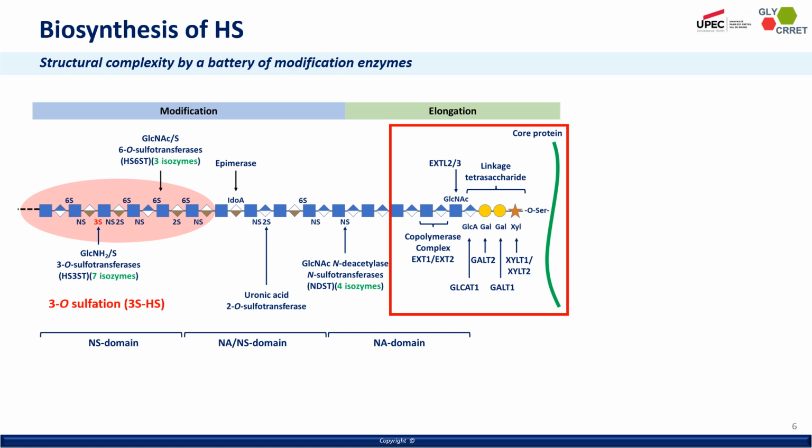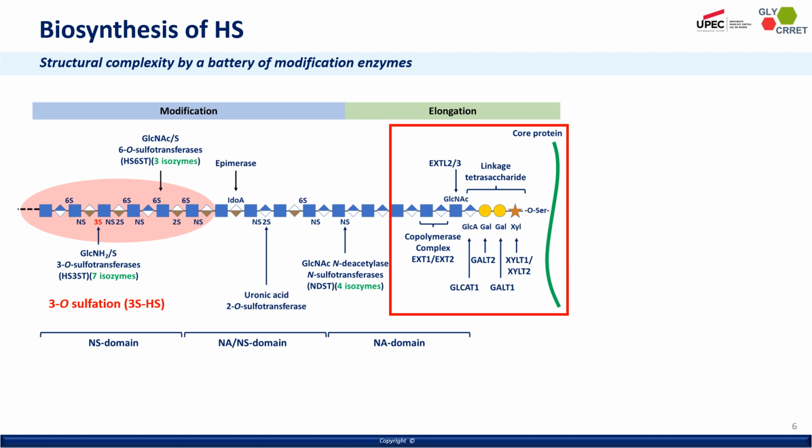We can have the NA domains, the N-acetylated domains, which are not sulfated. We can have domains which are partly sulfated. We call them the NA/NS domains. And we can have domains which are highly sulfated. We call them the NS domains. So when we look at heparan sulfate and all these domains based on their backbone and disaccharides, heparan sulfate can display specific sulfation patterns which differ from one heparan sulfate to another.